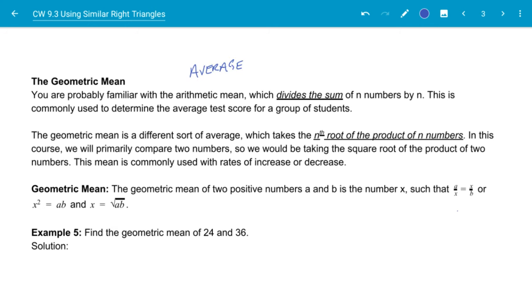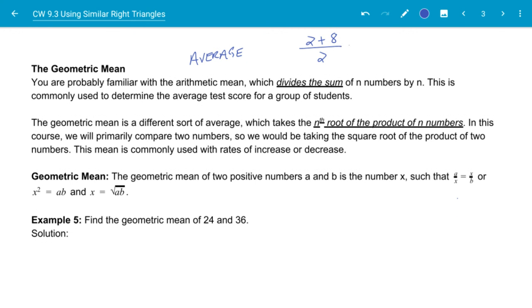So if I want to find the mean or average of two numbers, let's take two numbers like 2 and 8. To find the average between those two numbers, I add them together, and then I divide by the number of numbers that I add. So since I have 2, I have to divide by 2. So 8 plus 2 is 10. Divide by 2. So my average of the numbers 2 and 8 is 5.